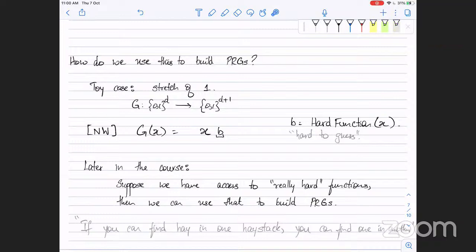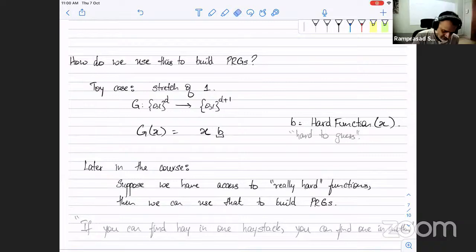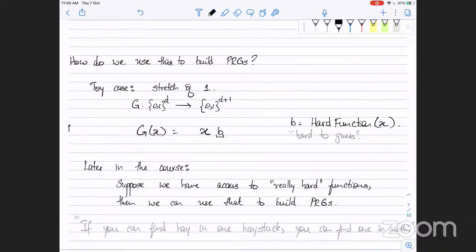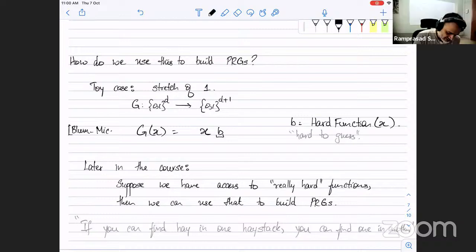Ramprasad, this is not Nisan-Wigderson. This is Blum-Micali, more than 12 years. Nisan-Wigderson is how to get several bits. Yeah, okay. Yeah, sorry.